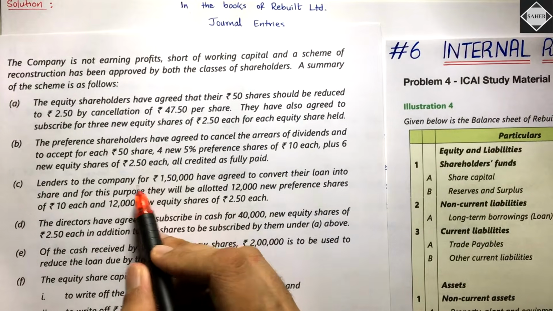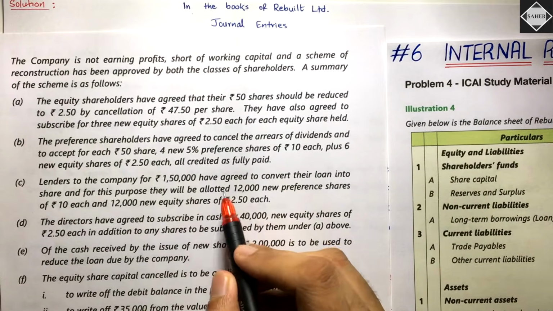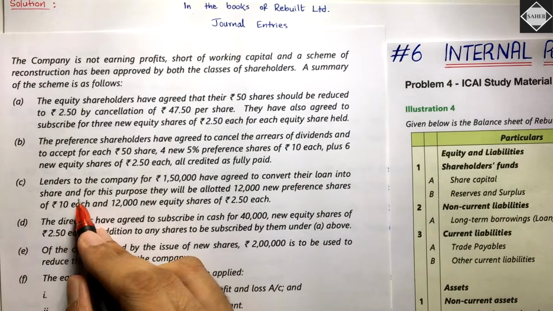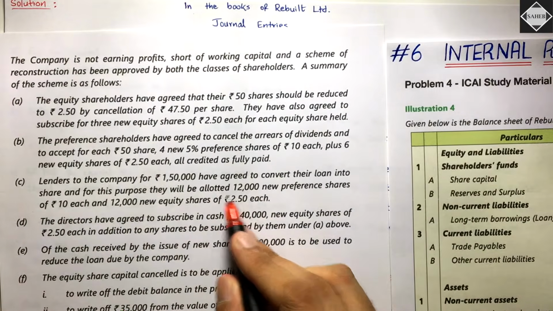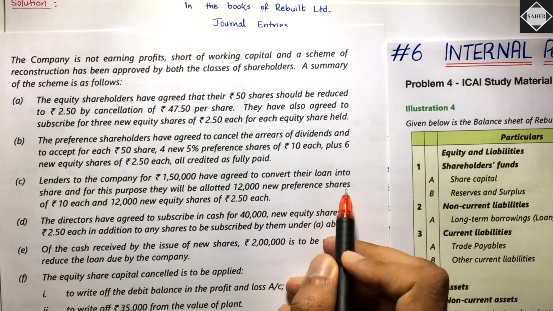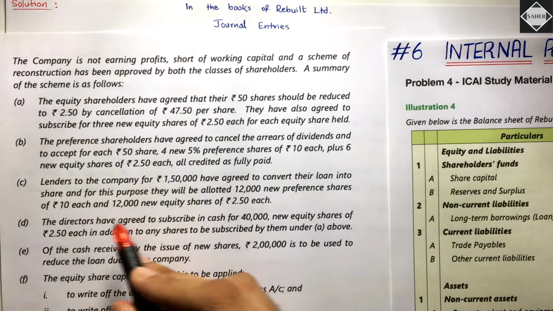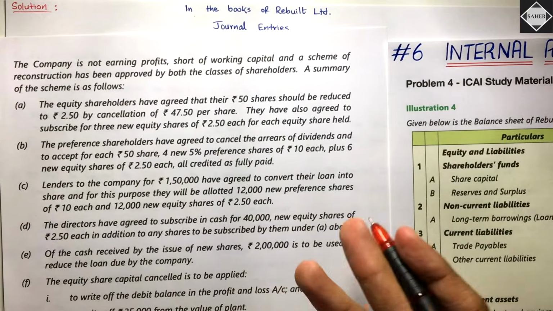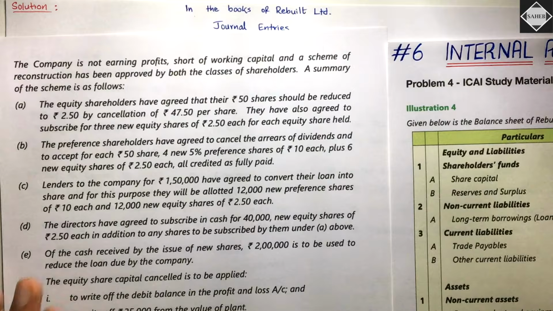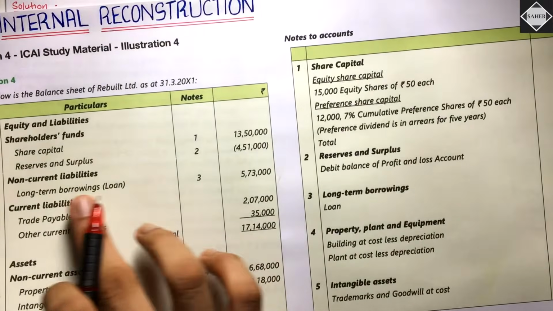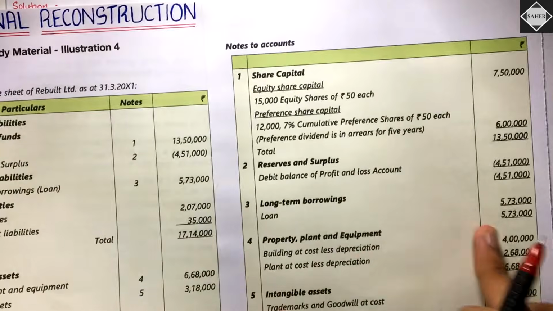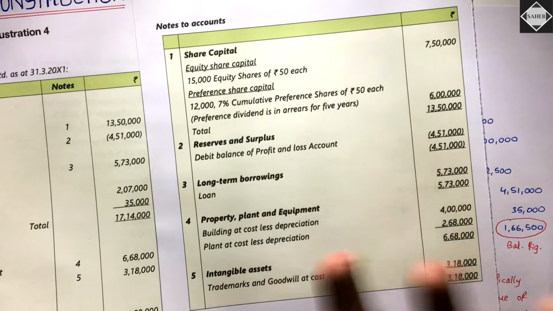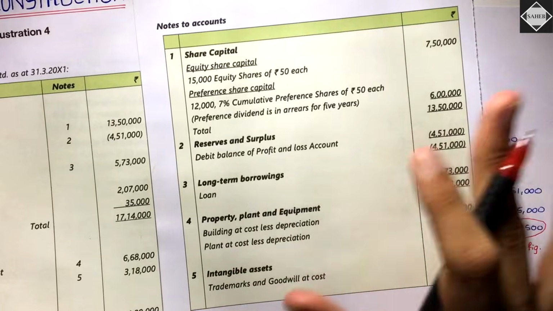Lenders to the company for 1,50,000 have agreed to convert their loan into shares, and for this purpose they will be allotted 12,000 new preference shares of rupees 10 each and 12,000 new equity shares of rupees 2.5 each. Now easily you can understand what's happening over here. Just see in the balance sheet, we have loan over here, right? Long term borrowings loan, note number 3. See, 5,73,000 loan is there. So the entire 5,73,000 is not being converted into shares. No, it's not like that.